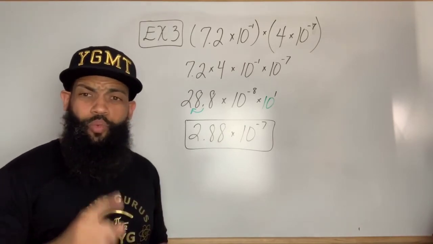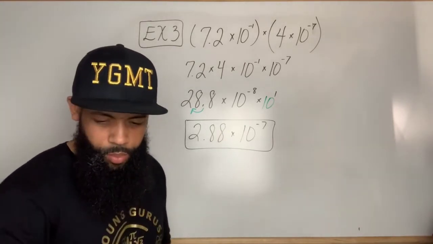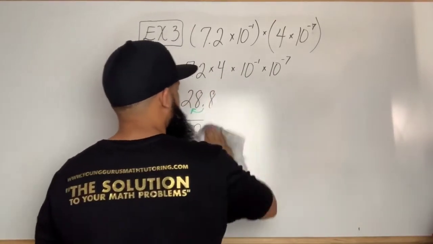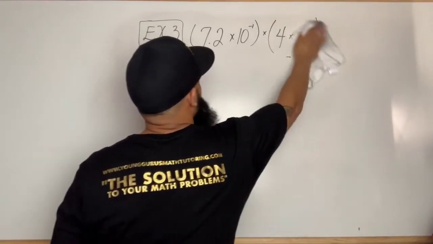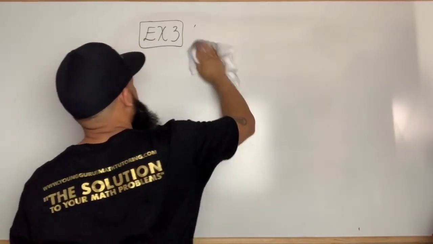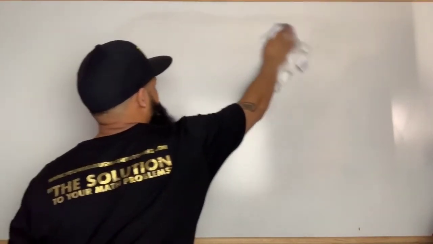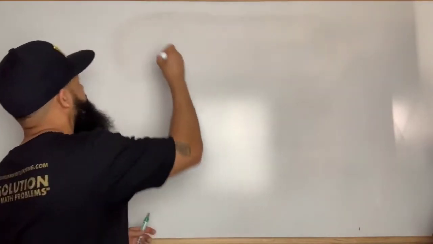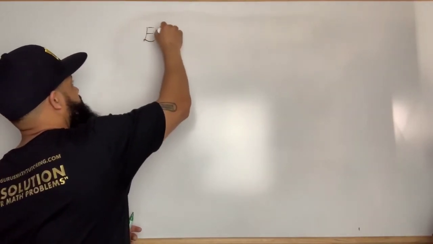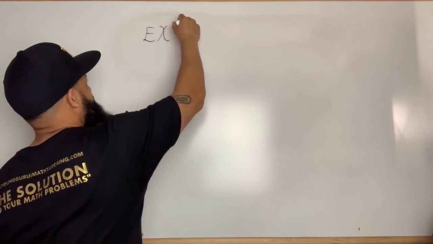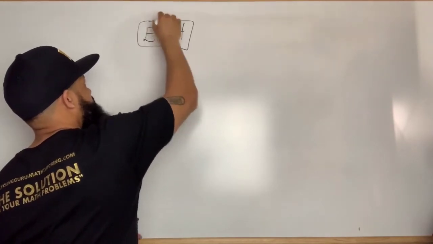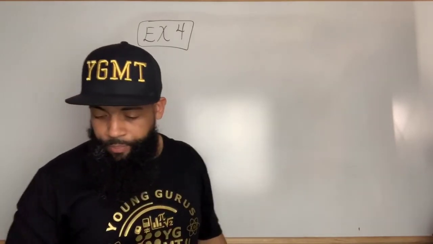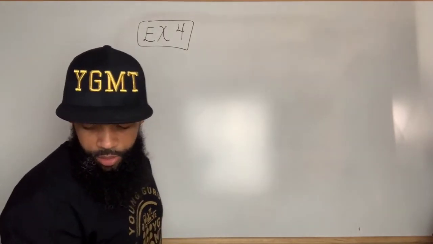All right, let's do one more example. As you can see, multiplication is not real difficult. Just be sure that you pay attention to your multiplication. Make sure when you're multiplying, you're careful and you put your decimal places in the right place. And also make sure that when you get that final answer, that first term is between 1 and 10.